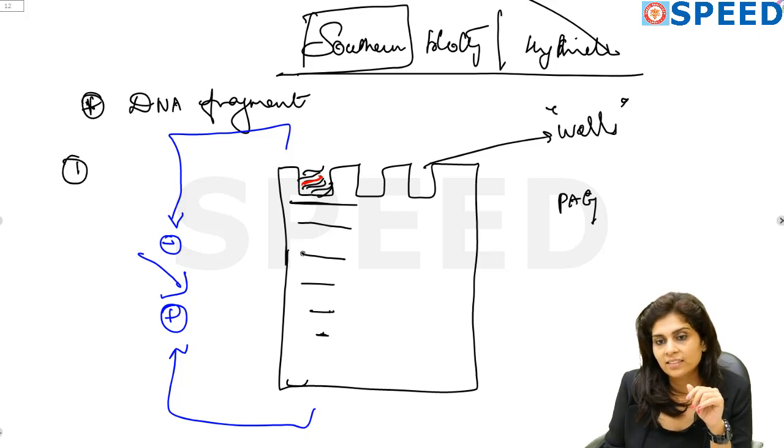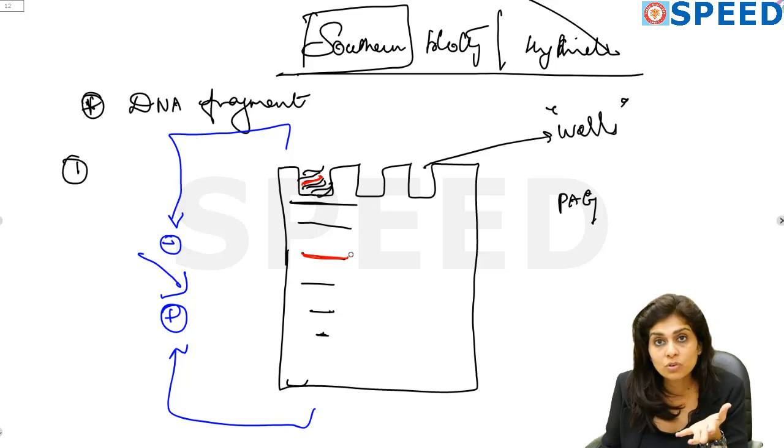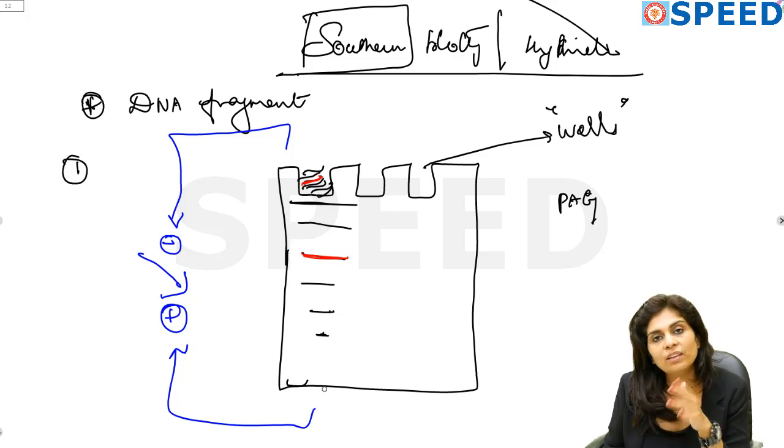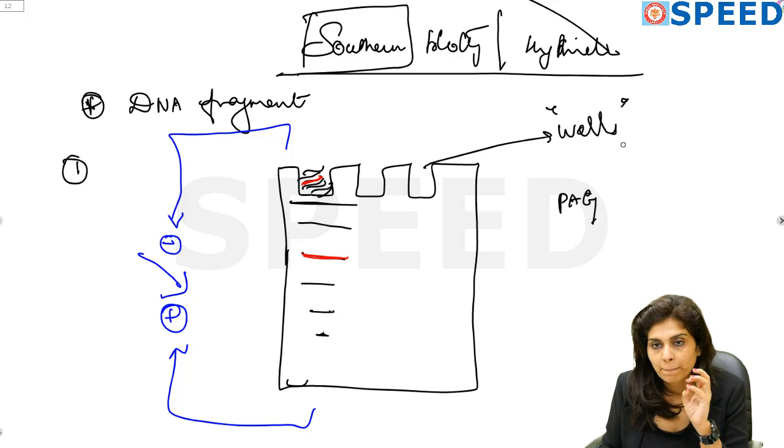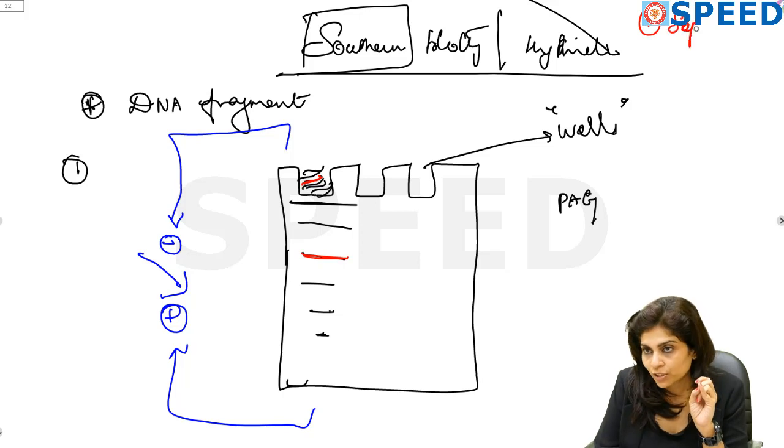And let's just take that this third fragment has got the gene of interest. Yeah, we do not know it now. We have just separated all the fragments based on length. So after separation, what's the first step of Southern blotting or hybridization? It is separation of fragments by electrophoresis.